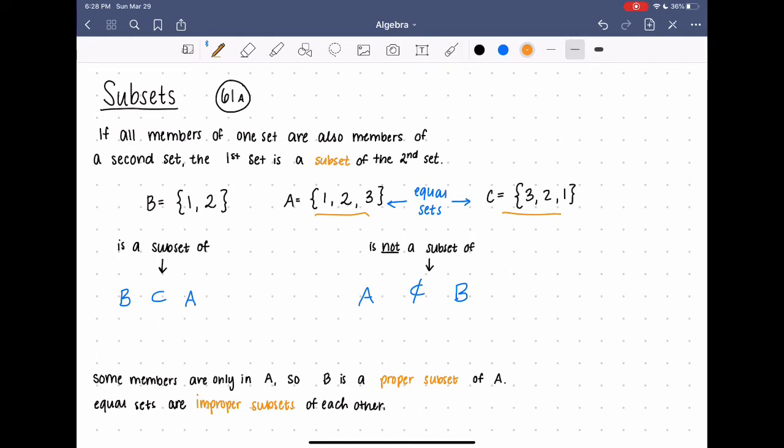It's like having me come in as your substitute teacher. You wouldn't really call me a substitute teacher because I'm not subbing in for anything, I'm just me. So if they are equal, they are improper subsets because they're not really a sub of anything. If it's actually a sub part of something like B and A, that is a proper subset.